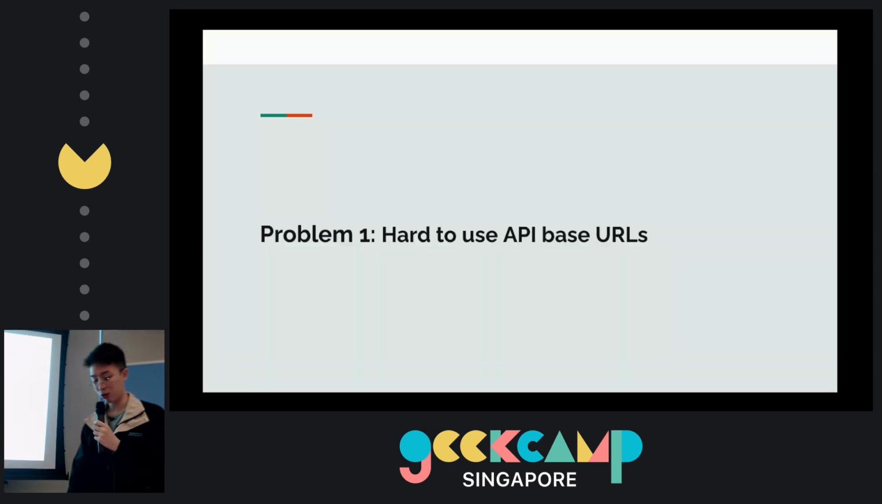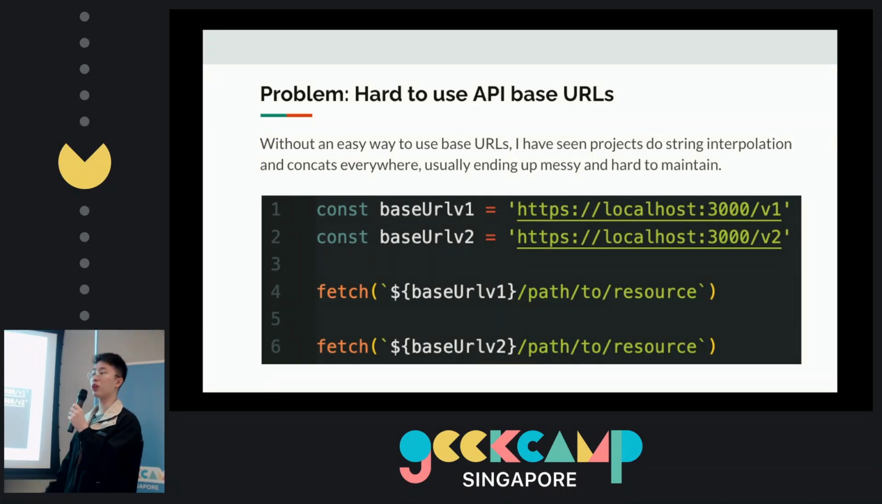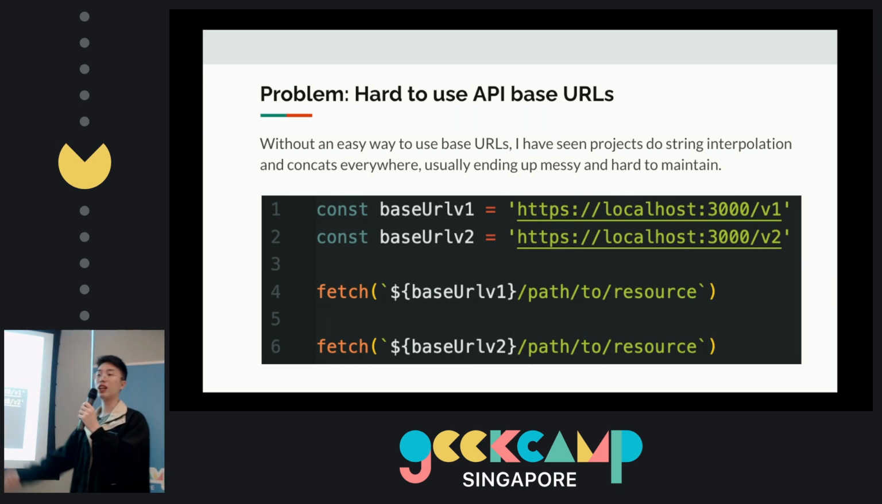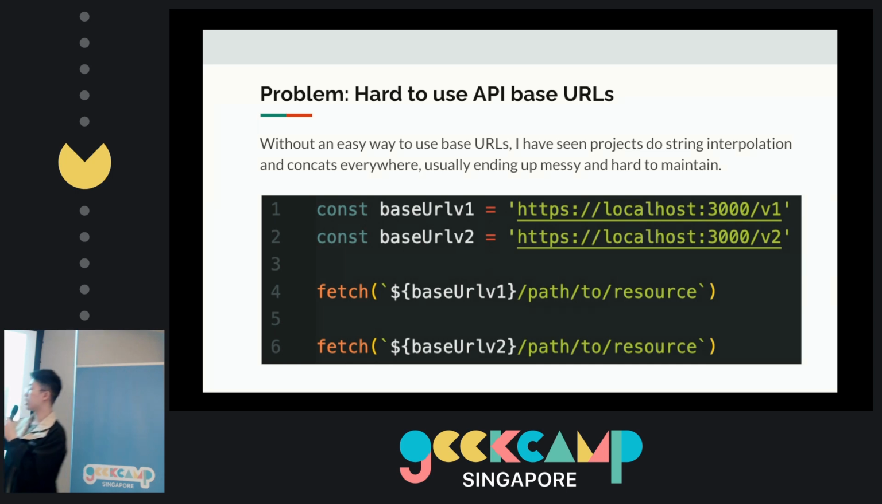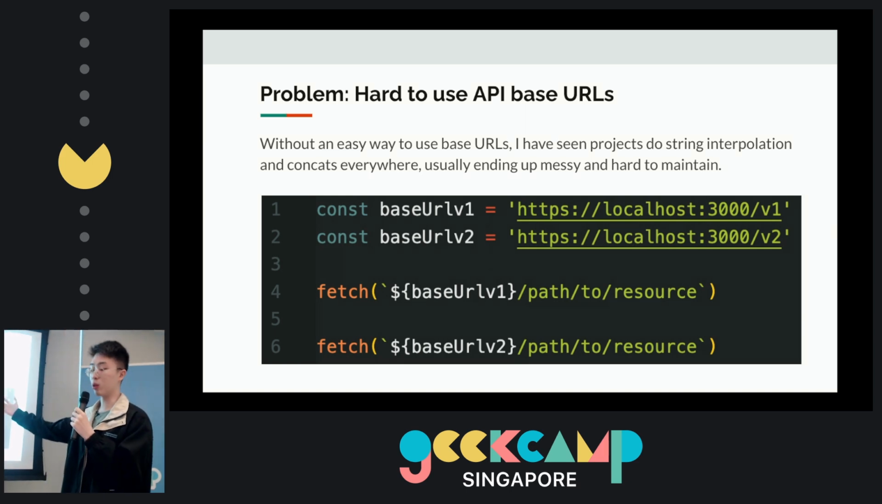So the first problem, hard to use API base URLs. This is the problem. Most of the time, if you don't have a proper way to handle base API URLs, you see many projects will just do string interpolations or even string concats, which is not very manageable and scalable at larger scales. Projects usually start small and this is fine for a while, and as they grow, it becomes harder and harder to manage and more and more complex. If you change somewhere, maybe something breaks. If I accidentally add a slash here, there's two slashes, it might break. So lots of issues there. We want a better way to deal with it.